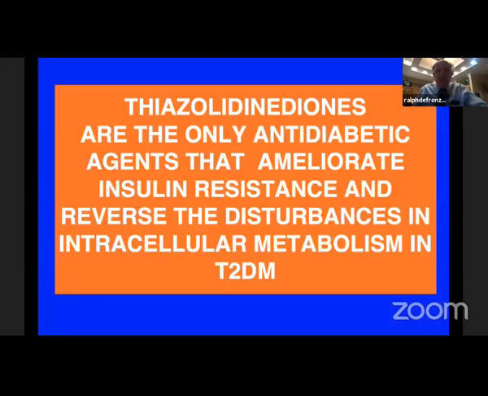Now, I still am a big advocate of pioglitazone. I still use it as part of my triple therapy in all type 2 diabetic patients.